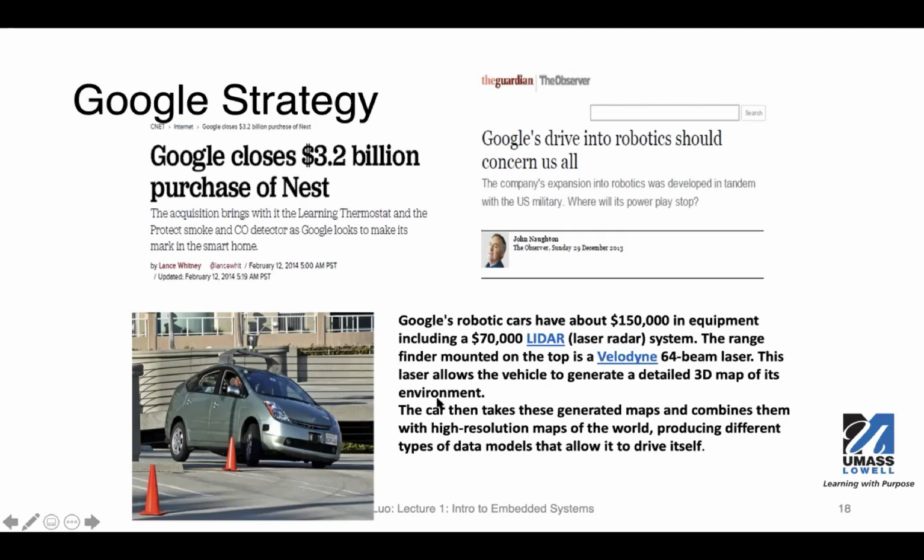Similarly, the robotic car from Google has a lot of sensors built onto the car. Also, it has the computation capability to generate a 3D map of its environment, and then takes the generated map and combines them into high resolution maps of the world.